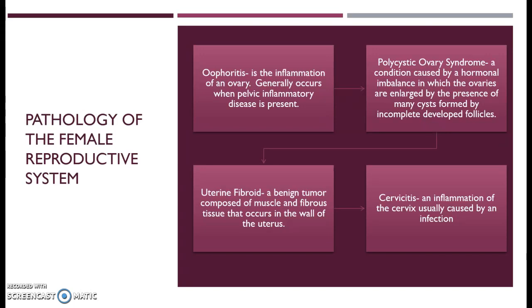Pathology of the female reproductive system includes oophoritis, which is the inflammation of an ovary, generally occurring when pelvic inflammatory disease is present. Polycystic ovary syndrome is a condition caused by a hormonal imbalance in which the ovaries are enlarged by the presence of many cysts formed by incompletely developed follicles. Uterine fibroid is a benign tumor composed of muscle and fibrous tissue that occurs in the wall of the uterus. Cervicitis is an inflammation of the cervix, usually caused by an infection.